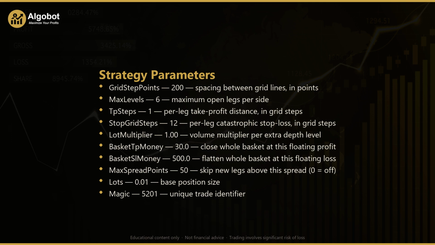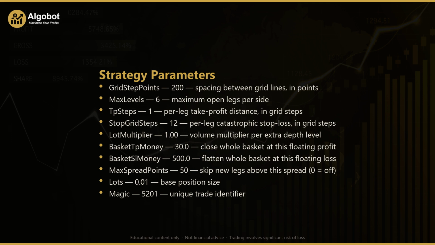BasketTpMoney and BasketSlMoney are the heart of the safety layer. The first, defaulting to 30, closes the entire basket once total floating profit reaches that amount in your account currency, then re-anchors. The second, defaulting to 500, flattens everything once floating loss reaches that limit. This is your hard risk ceiling, and it should reflect what you can genuinely tolerate on your account size.